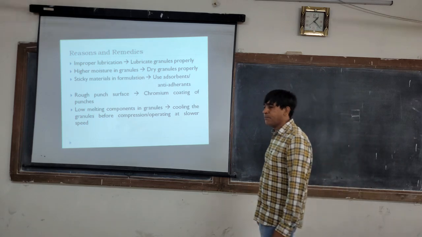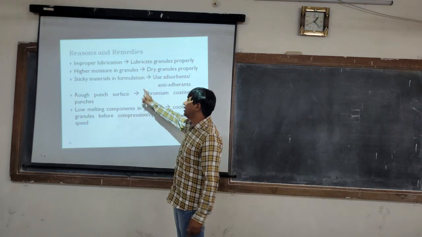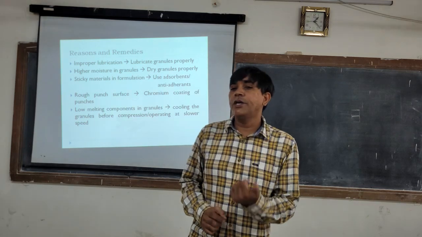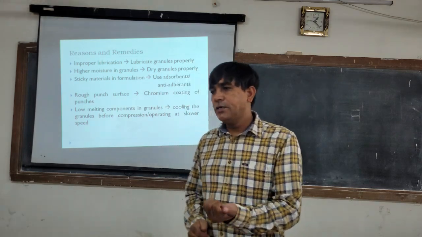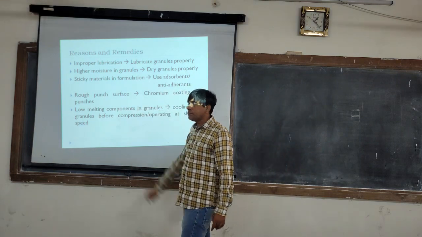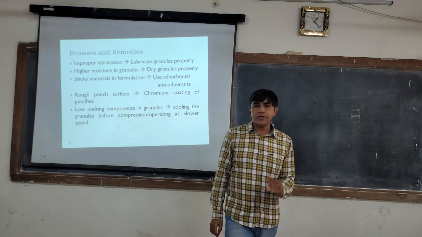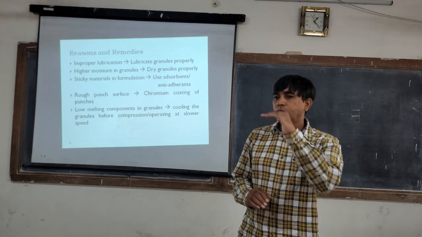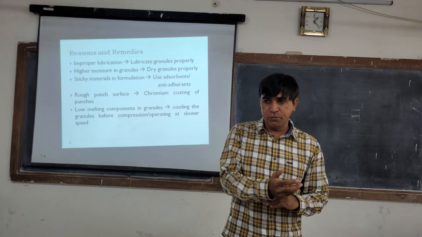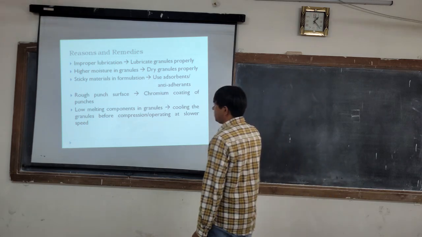And hence we can dry it. Then sticky material in the formulation. If material is sticky, we can use adsorbents, which will decrease the stickiness, and we can use anti-adherents. Rough punch surface. If your punch surface is rough, then also the mass will stick. So in such case, we can go for chromium coating of the punches or replace the punches.